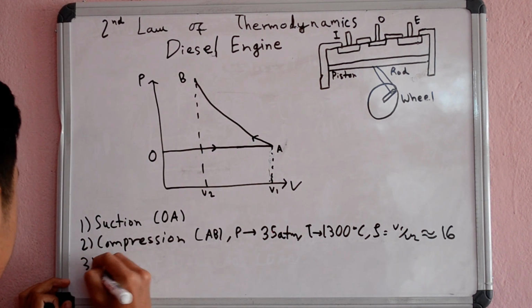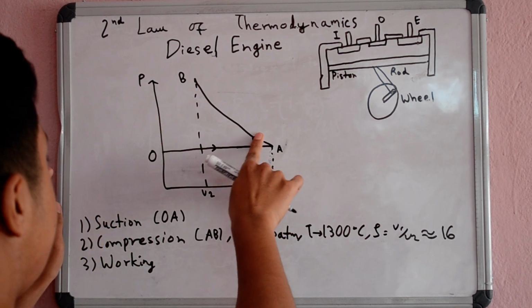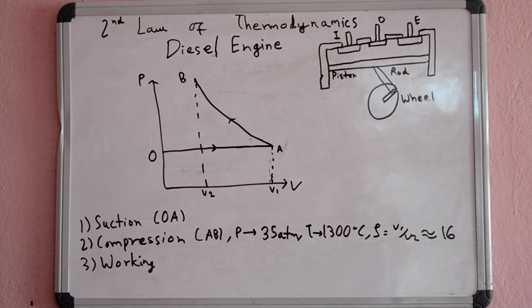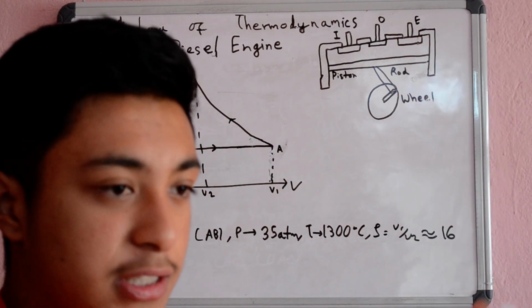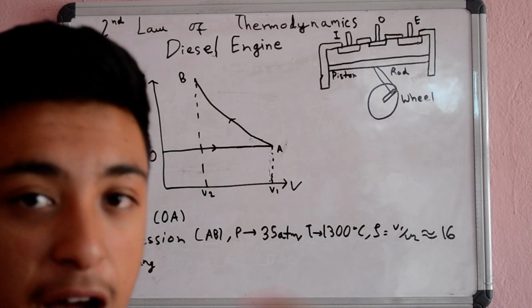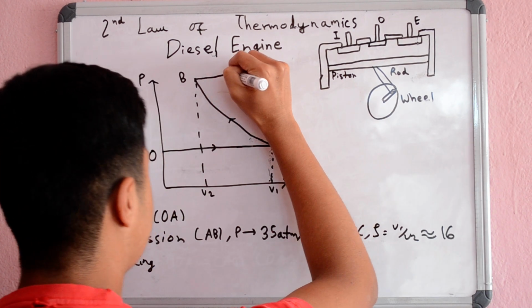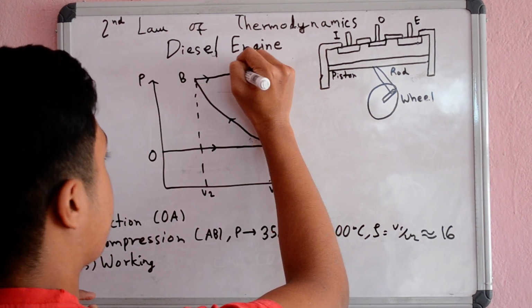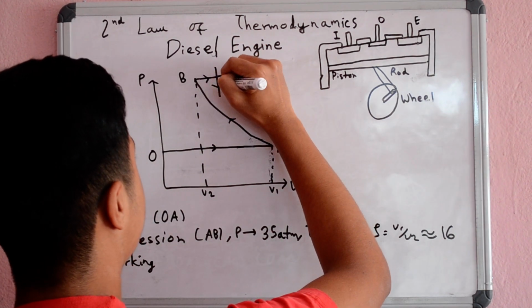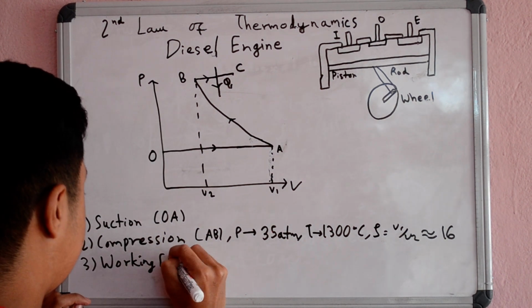Now for the third, which is the working stroke. At point B, the oil spray valve gets opened and the oil gets sprayed, and at the same time the piston moves outward. Since the valve is open, there is a constant pressure like this up to point C. And due to the spraying of the oil, the system absorbs heat Q1. So this is BC.